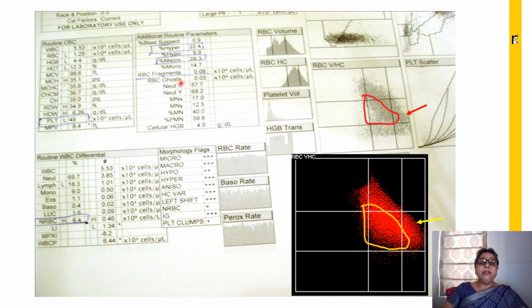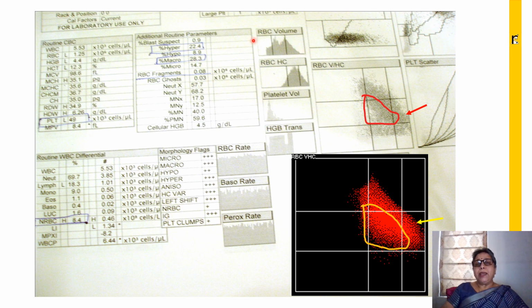Now, if you look at the differential, it's 28% of macrocytes and 22% of hyperchromic cells. It also gives you the total number of RBC fragments. It is 0.08. Anything more than 0.05 becomes significant over here. So you have a huge population of red cells which comprises a mix of macrocytes, microcytes, and normocytes, hypochromic cells, hyperchromic cells, and also red cell fragments.